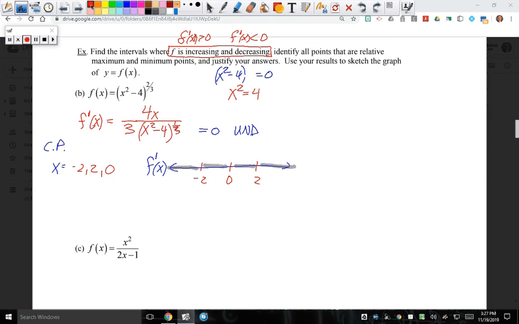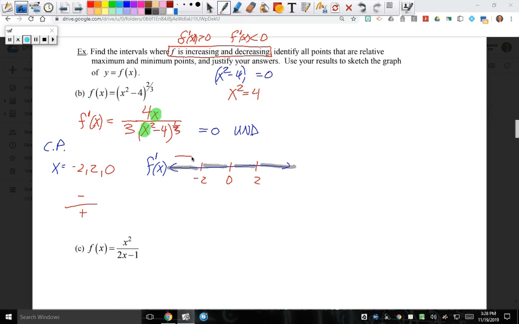Okay, here we go. Arjun, what do you want to try plugging in for the first interval? -3. So we're going to test -3, and we're going to do it in the derivative. Arjun, what's the sign of my numerator? Negative. What's the sign of my denominator? Positive. So what's the sign of the quotient? Negative.